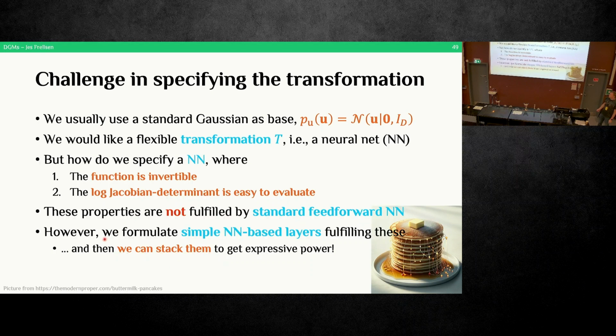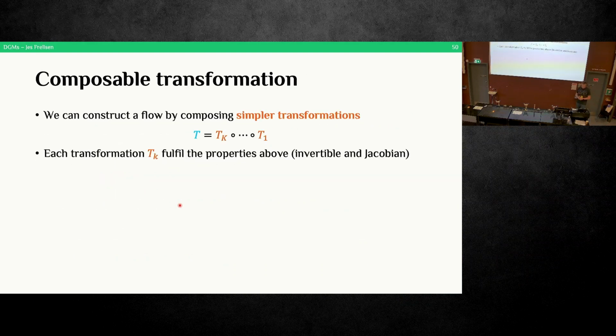However, one thing we can do is formulate very simple neural network-based layers that fulfill these criteria. And then we can stack very simple layers, just like we stack simple transformations in deep neural networks, and get expressive power by stacking many of them. Remember, in a standard neural network, each layer is just a linear transformation and a non-linearity, and if we stack enough of them, we get expressive power. It's the same idea that you use in flows. So the idea is that we construct this transformation from simpler transformations, basically just doing a big function composition.